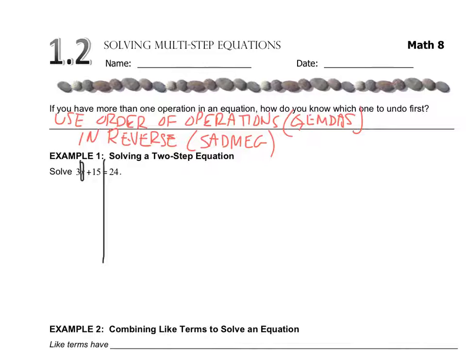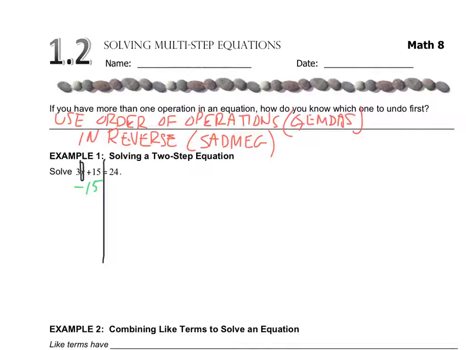So to get the x all by itself, at the moment I can see that we have a multiplication here, 3 times x, and I also see a plus 15. So in SADMEG, I'm looking at addition, subtraction would come before multiplying and dividing. So that tells me the first thing I need to do is move that 15. Let's try that again. I want to subtract 15 first because we're adding 15.